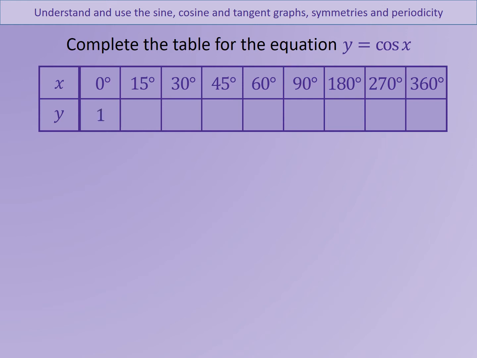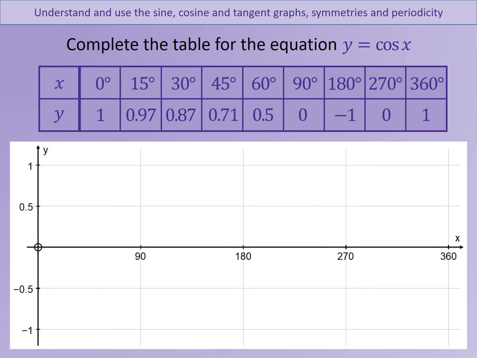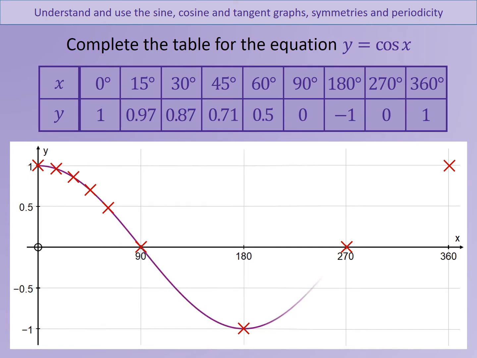Okay, and again, if I just simply tell you that these values have been written to 2 decimal places when appropriate, obviously 0.5 is an exact value, as is 1, 0, -1, 0 and 1. And here is my set of axes. We're only needing to go up to 1, down to -1, and 0 to 360 along the x-axis. And I'm now going to plot those points, and what we find when we plot those points is we get a very similar curve to the one before.